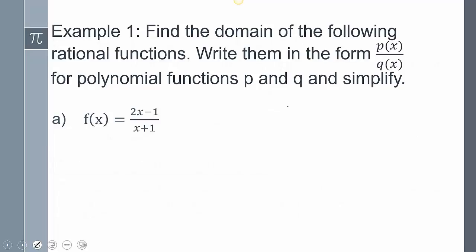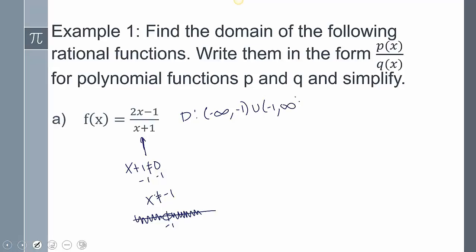It says find the domain of the following rational functions. Write them in the form p of x over q of x for the polynomial functions p and q, and simplify. Okay, so finding the domain, we can't divide by 0. So I basically take whatever's in the denominator and I say it can't be 0. So I'm going to say x plus 1 can't be 0. Solve for x. We say x cannot equal negative 1. Now that means that on the number line, remember, we have negative 1. It's an open circle, but we never said the other values can't be true. And so my domain is going to be from negative infinity to negative 1 union from negative 1 to positive infinity. Now it's already in the form of p of x over q of x, so there's not much more I need to do with that.